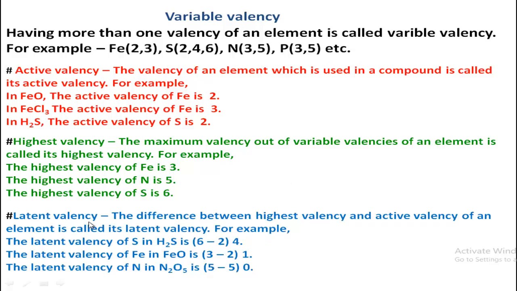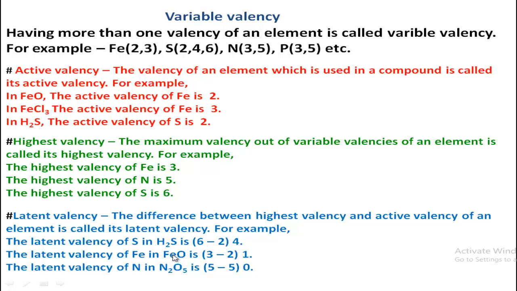Now, latent valency. What is latent valency? The difference between highest valency and active valency of an element is called its latent valency. For example, the latent valency of sulfur in hydrogen sulfide is 4. How? The highest valency of sulfur is 6 and the used valency of sulfur is 2 here. So, highest valency minus active valency is latent valency. So 6 minus 2 equals 4.